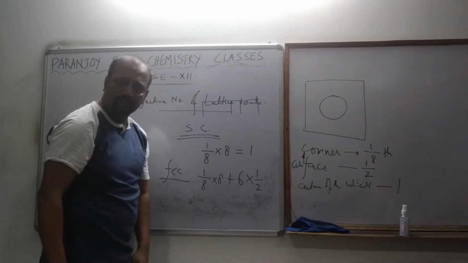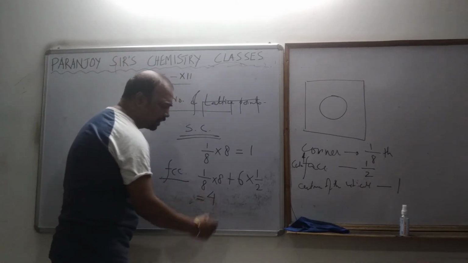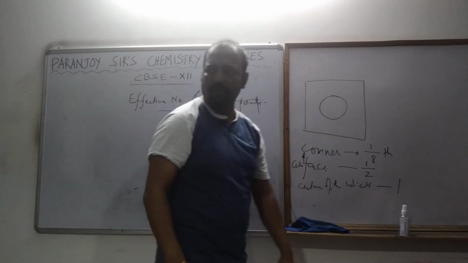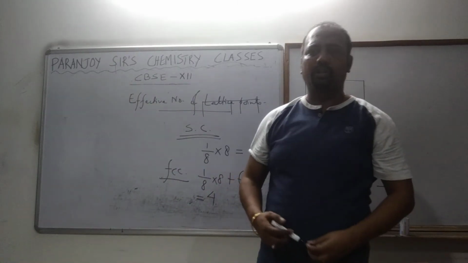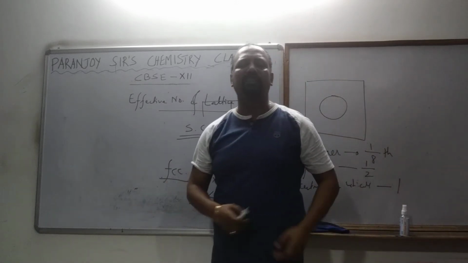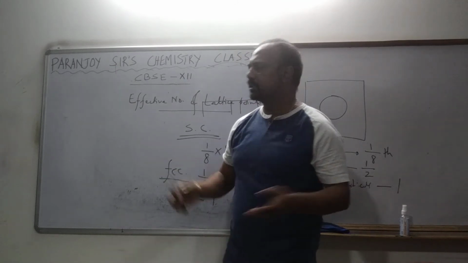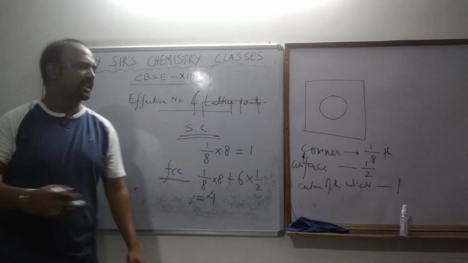Half it is sharing. So what is the total number of the lattice points? It will be 4. 1 plus 3, that is 4. So the effective number of lattice points for the FCC unit cell is 4. Now tell me the effective number for BCC.